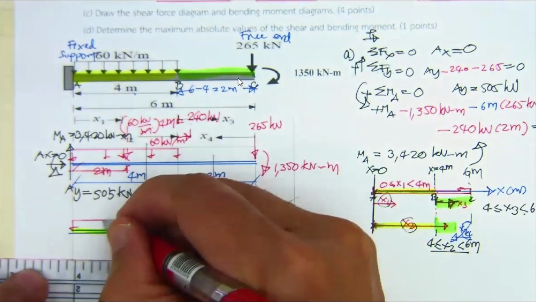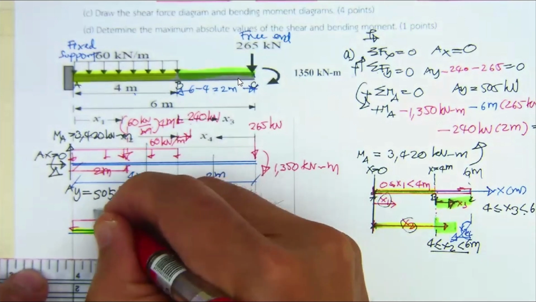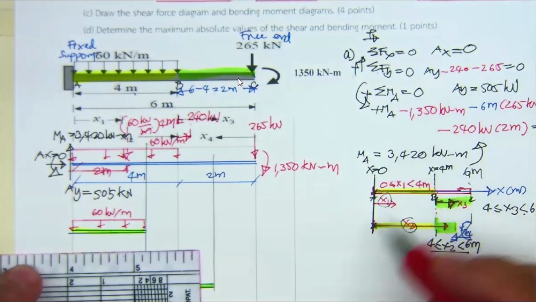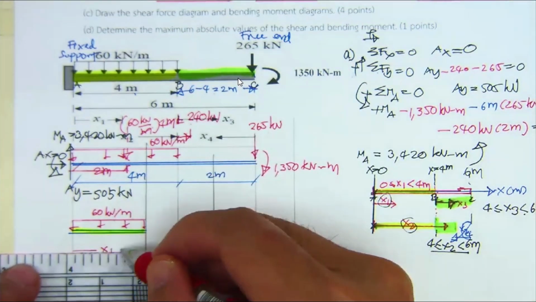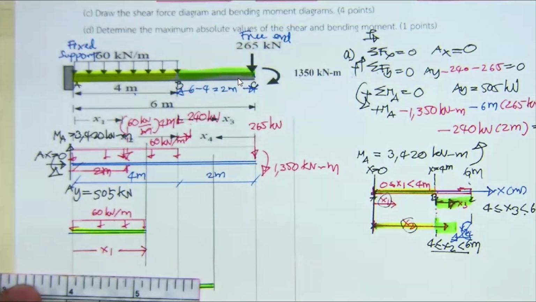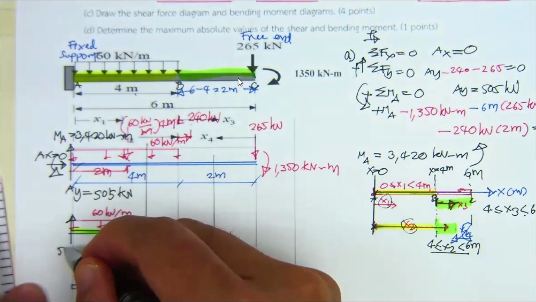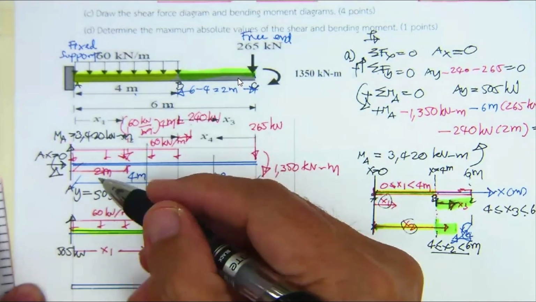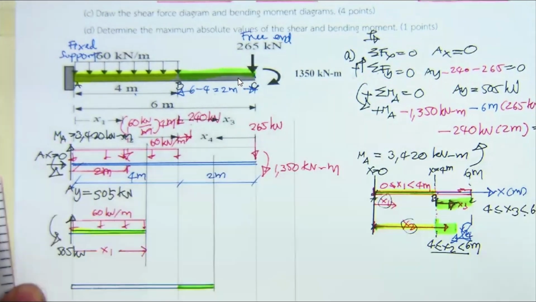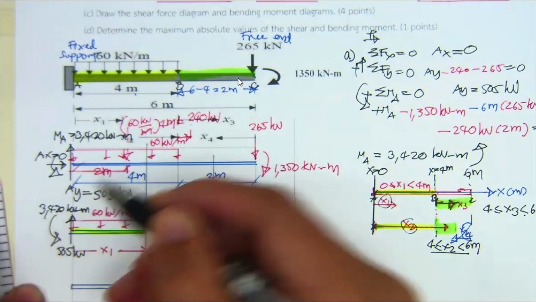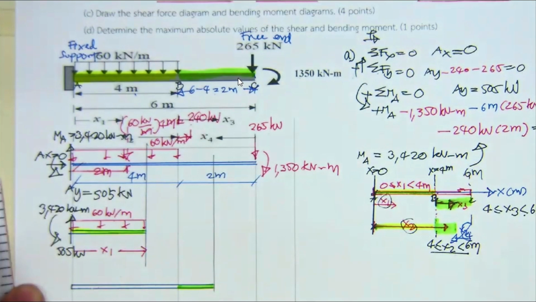Now, you may need to draw this one. Okay, this is going to be 60 kilonewton per meter. And then this is going to be your x1. Okay, and then the end of this one is subjected to 505 kilonewton shear force, and M sub A is going to be 3,420 kilonewton meter. And then the internal section will have internal forces and moment.